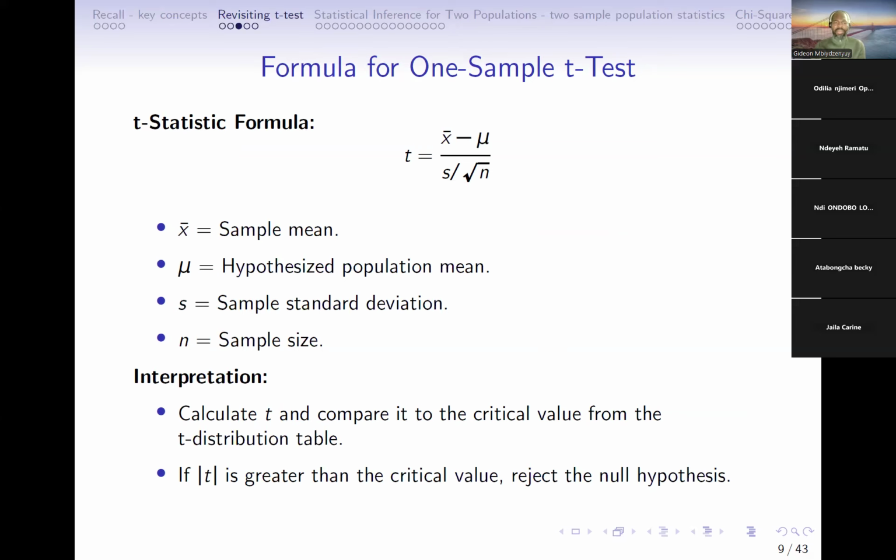Then you calculate T, and then you compare that to the critical value from the T distribution table. If the absolute value of T, meaning that you are not looking at whether it's negative or positive, you just look at the quantity of what you've calculated. So in this case, -2 will be the same as 2, -1 will be the same as 1, because you are not focusing on the sign. You're just looking at the value. If that value is greater than the critical value, then it's evidence to suggest that the assumption cannot hold true, and therefore you reject the null hypothesis.